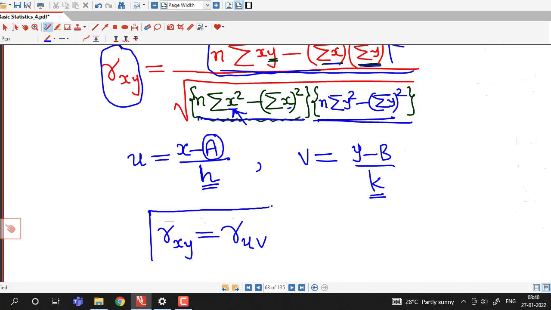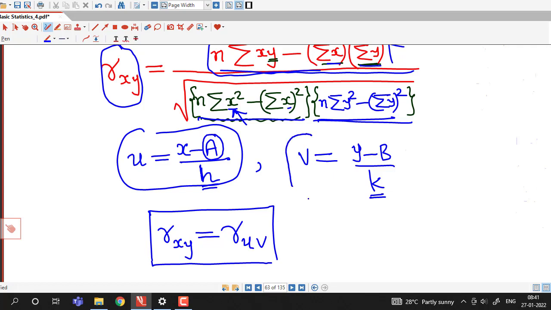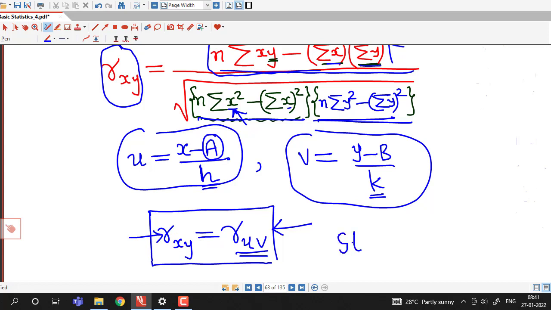So if values of x and y are large, then we can use this method. We can change the variables to new variables, and we can find out correlation coefficient between new variables that will be exactly equal to coefficient of correlation between original variables. And this method is known as step deviation method, which we have used in computing mean also.